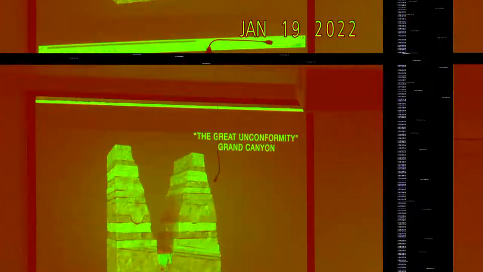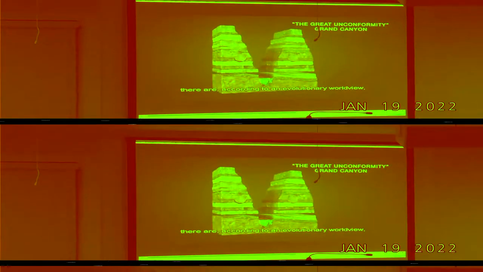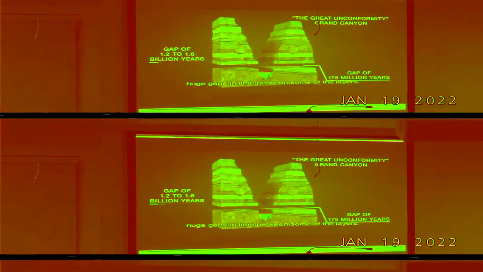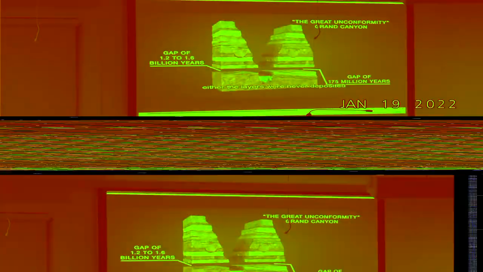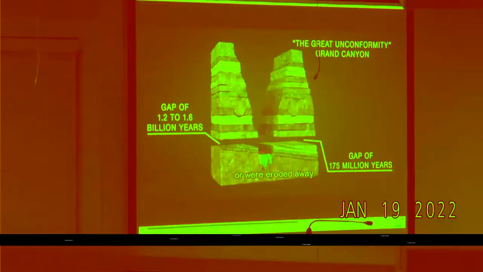Where are the simpler transitional forms that should be mixed in this rock-hard record? If they exist, they should be found in rock layers that are lower, therefore older. They're just not there. And if you look carefully at the geologic strata in the Grand Canyon, for instance, there are, according to an evolutionary worldview, huge gaps in time between some of the layers. Meaning whole layers of geologic time have gone missing. Either the layers were never deposited or were eroded away. These gaps are called unconformities. And even secular scientists have a hard time explaining where these missing layers went. They admit that the fossil record is incomplete in the Grand Canyon.